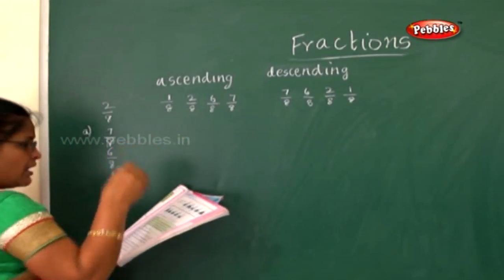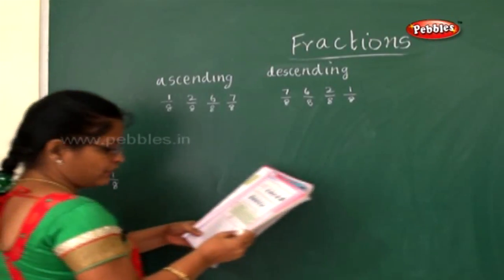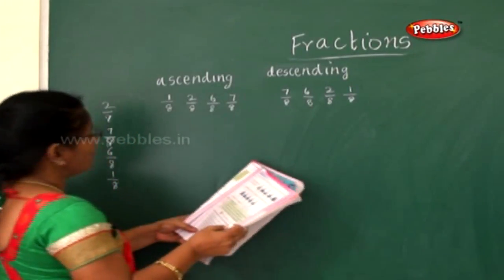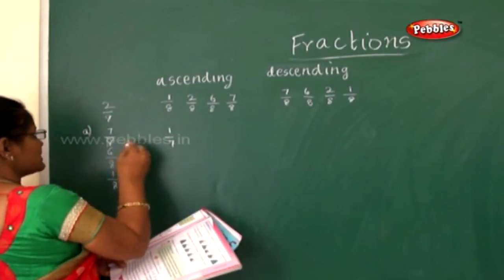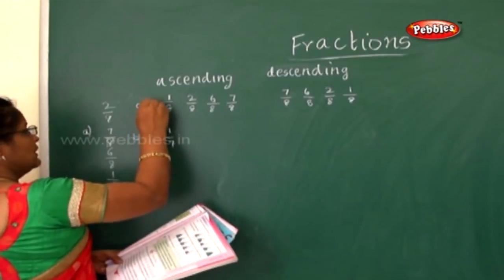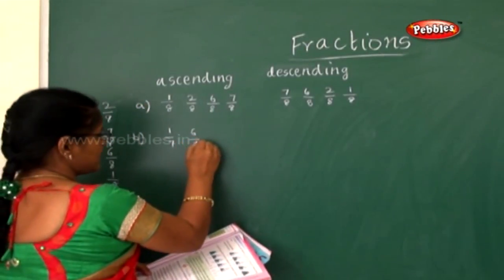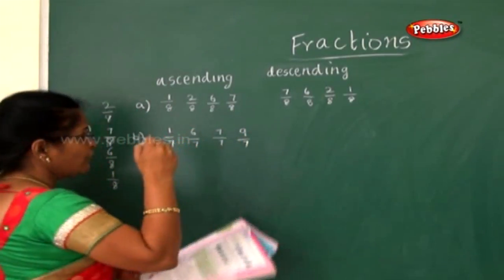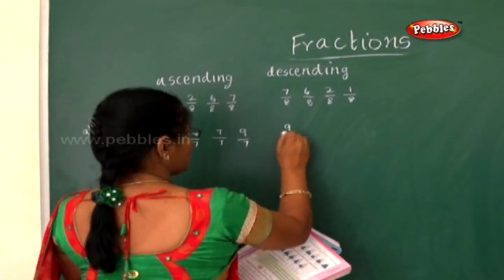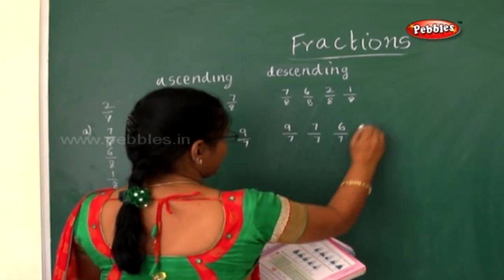Now next sum: 9 by 7, 7 by 7, 6 by 7 and 1 by 7. Now how will you write in ascending order? This was the A sum, this is the B sum. See, in the B sum: 1 by 7, 6 by 7, 7 by 7 and 9 by 7. Now next one, in descending order it is 9 by 7, 7 by 7, 6 by 7 and 1 by 7.